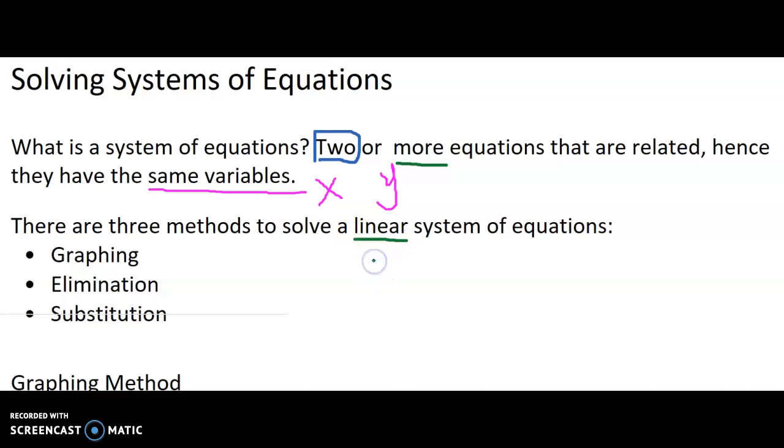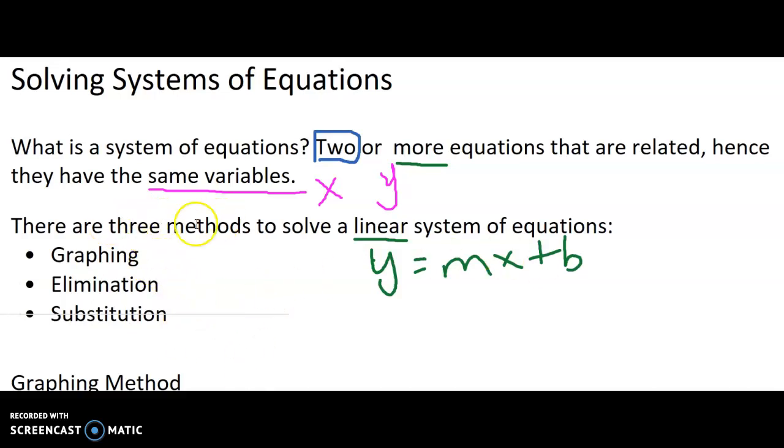A linear system is typically the system that looks like y equals mx plus b. So we're going to have two equations that are y equals mx plus b, or they're in standard form ax plus by equals c. Just keep in mind that right now we're focusing mostly on linear systems. But in the future, you're going to be working with different types of systems that are not just linear.